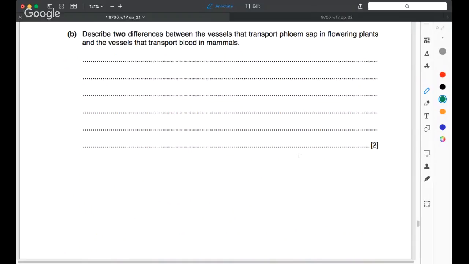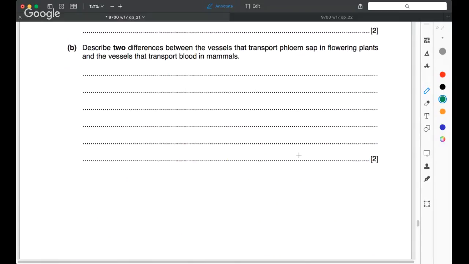Then sieve tube elements have companion cells present next to them, which we don't have. Good. You're going to get 2 marks for that. I mean, this question is so broad that you could probably churn out 100 different points, but it's a 2-mark question. Don't labor it. You get the marks there.